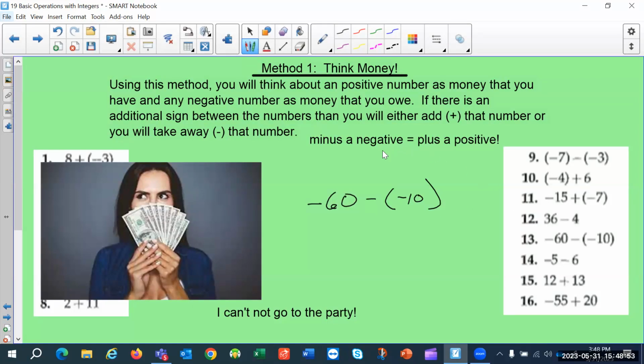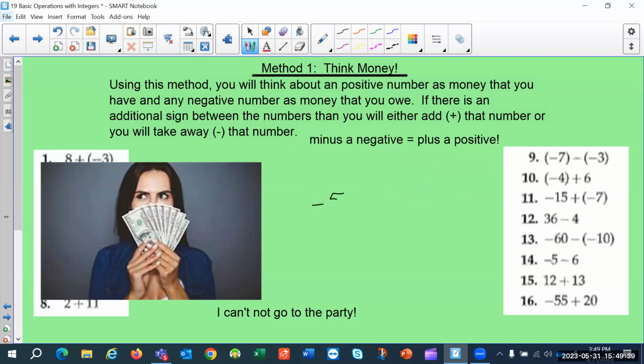Okay. Step 1, right here. You see minus and negative, you change it to plus positive. That's step 1. Step 2. Think about it now. You owe $60 and you have $10. What are you going to do? Well, you pay the 10 you owe. How much do you still owe? Because you're still going to owe money. Hit pause. All right, you're going to owe $50 because you paid off 10 of it, but you still owe $50. So it's going to be -50.